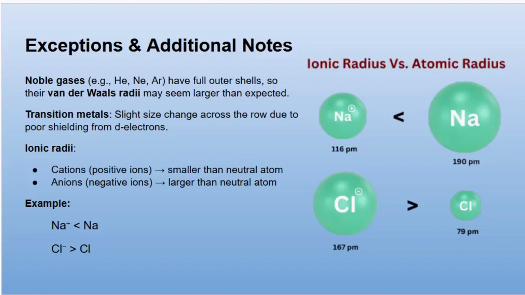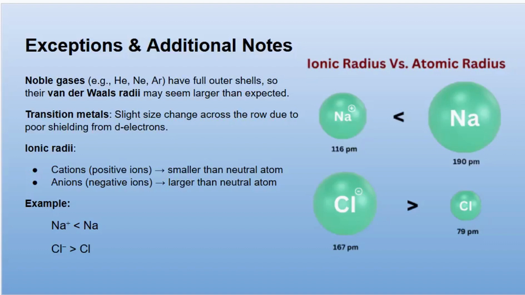Number three is ions, that are also known as charged atoms. Cations, positive ions, lose electrons, so they get smaller. Anions, negative ions, gain electrons, making them larger. For example, sodium cation is smaller than sodium atom. Chlorine anion is bigger than chlorine atom. So it's important to consider whether you are looking at a neutral atom or an ion.